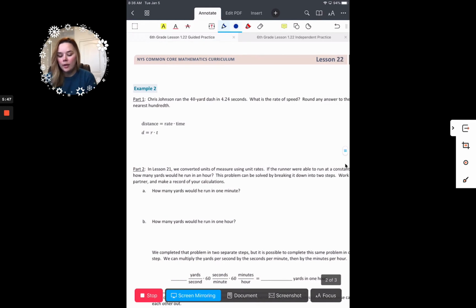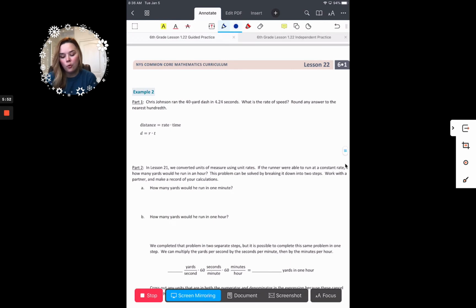So we have part 1. Chris Johnson ran the 40-yard dash in 4 and 24 hundredths seconds. What is the rate of speed? So we've already talked about how to find the rate if we know the other two parts. So let's fill in our equation with the numbers that we know. So we know the distance. Our distance is 40 yards. Oops. Sorry about that.